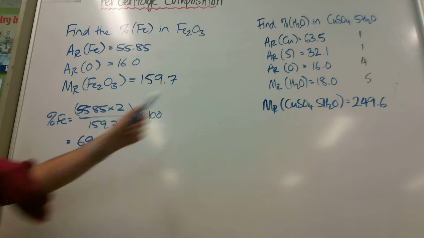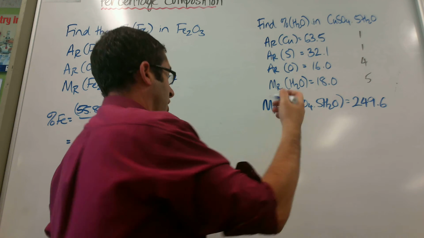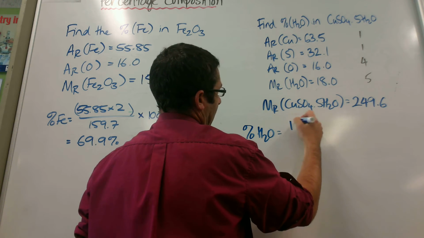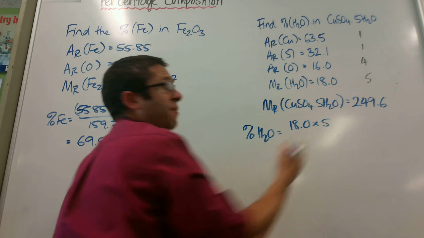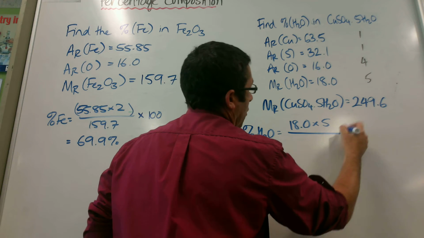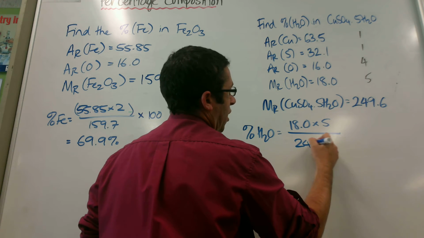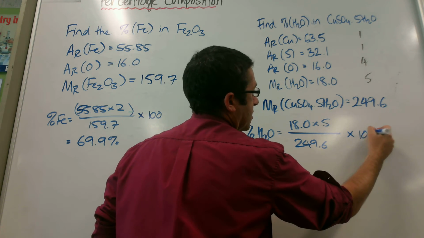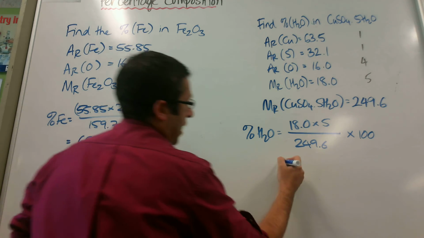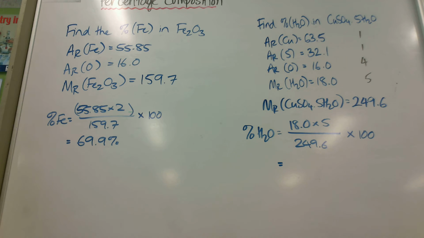Then I look at the fact that I've got 5 waters, so I'm going to go 18.0 times 5, because there's 5 in the formula, over 249.6 times 100 to make it a percentage. And I'm going to need some help with that one because I haven't done this one yet. 36.1. 36.1%.